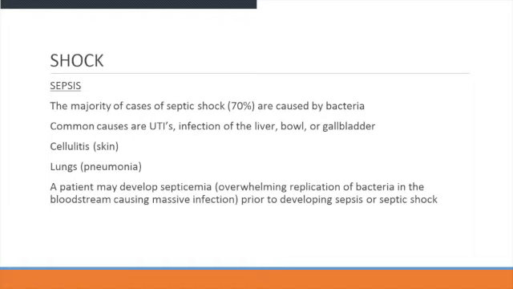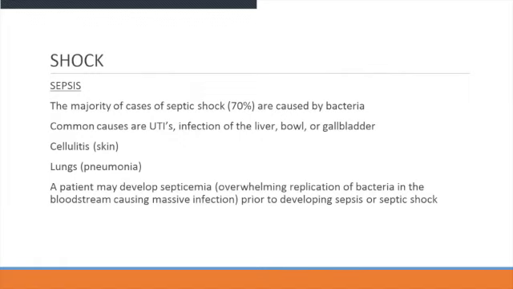The majority of cases of septic shock are usually going to be caused by bacteria. This makes up 70% of all those cases. The common causes are UTIs; infection to the liver, bowel, or gallbladder; cellulitis, or infection to the skin; and lungs. Pneumonia is going to be another big one, especially this time of year. Now we're getting to that wet, colder time of year. We're going to start seeing more and more patients that have flu-like symptoms or have a lot more pneumonia cases.